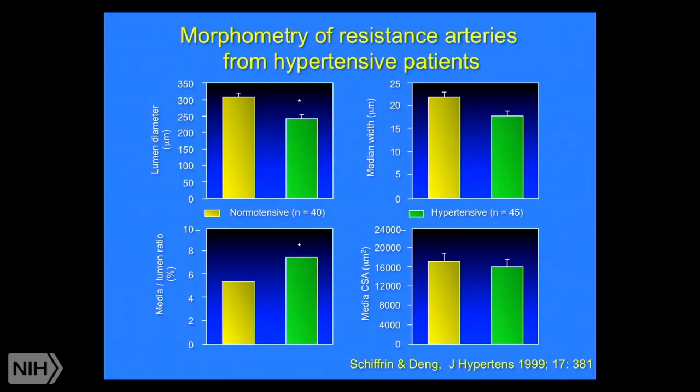And as you can see in this image, typically essential hypertensive patients exhibit a decreased lumen diameter and an increased media to lumen ratio, but no increase in the media cross-sectional area, indicating that they don't have true vascular hypertrophy, but rather what has come to be called inward, because the lumen is smaller, eutrophic, because there is no hypertrophy, remodeling. Inward eutrophic remodeling.